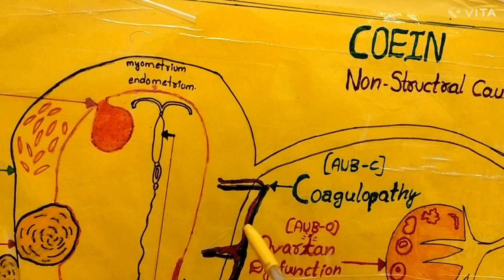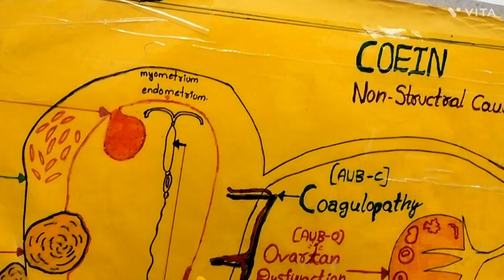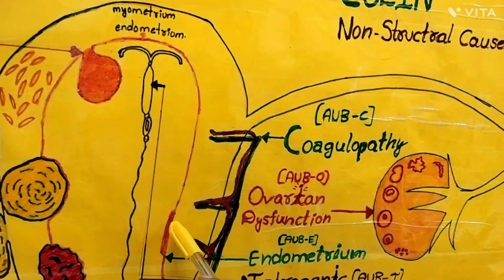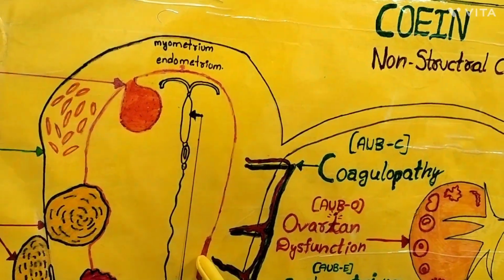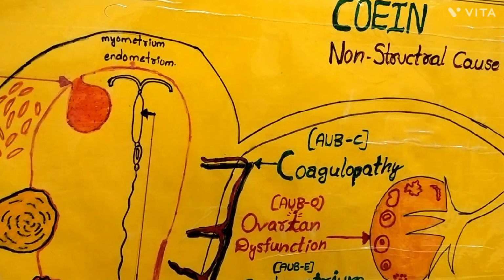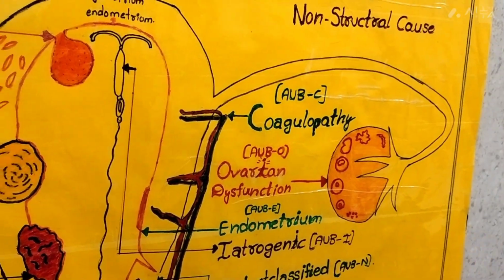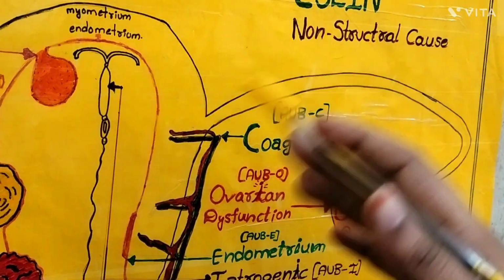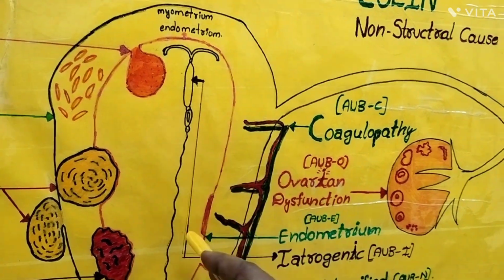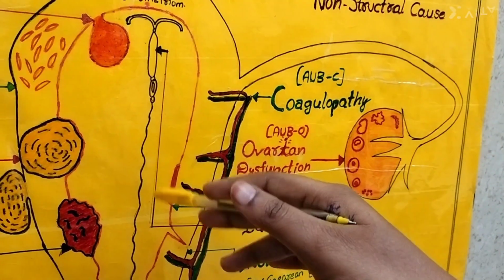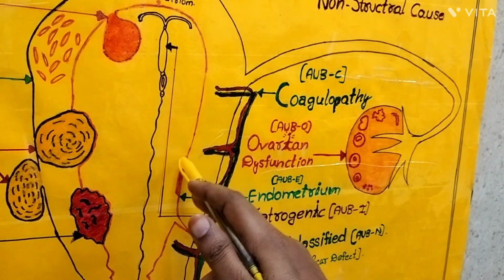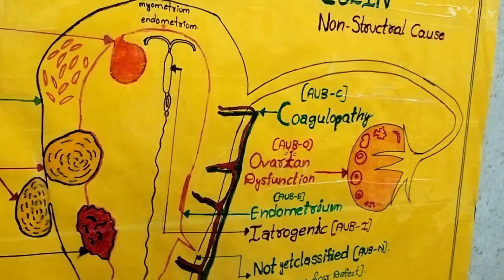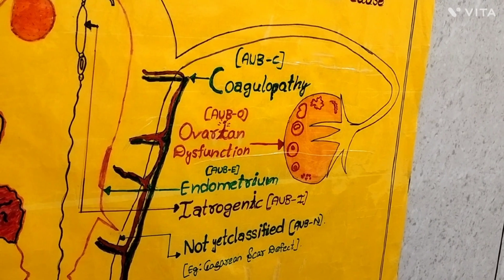As I said, the endometrium becomes hyperplastic. So why is the endometrium becoming hyperplastic? Sometimes it is because of obesity. The excess estrogen keeps working on the uterine lining, the endometrium, and it gets thickened, and it results in endometrial hyperplasia, and the woman will complain of abnormal uterine bleeding.